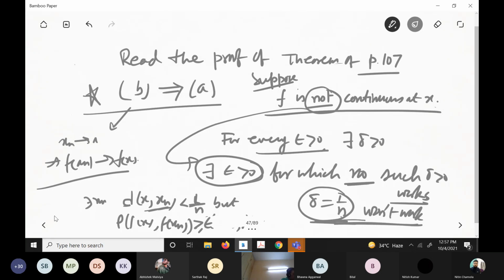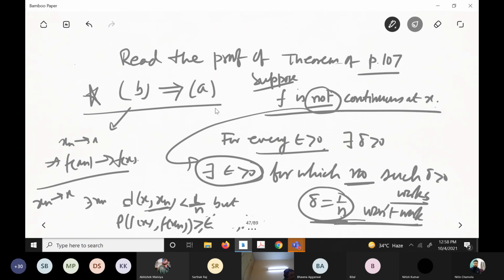That means xn goes to x because of this. But this is always distance between f(x) and f(xn) greater than or equal to epsilon, and obviously f(xn) doesn't go to f(x). Okay, right? I have given the proof. So we were getting a contradiction. That means A is not satisfied. I have proved basically if B is not satisfied, then A is not satisfied, so that B must imply A.